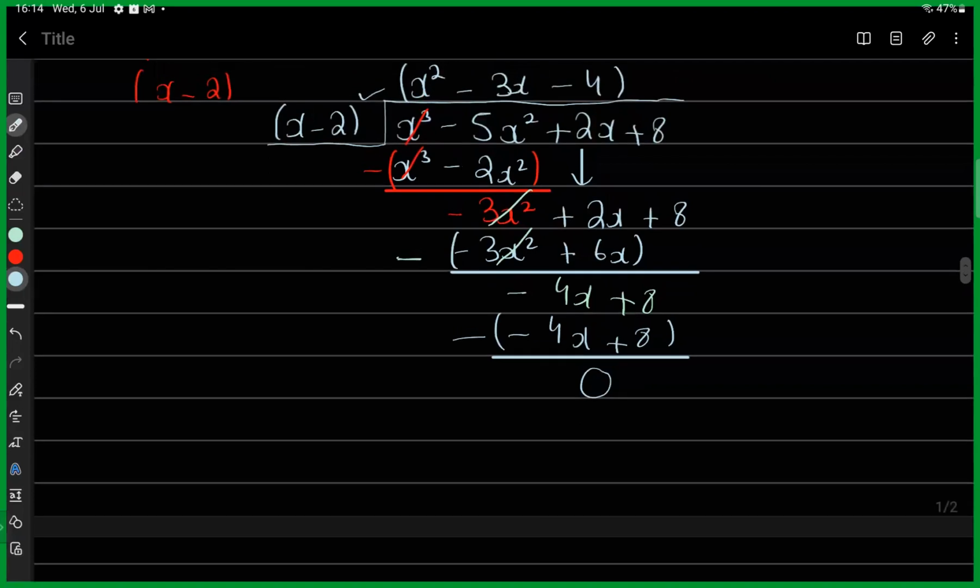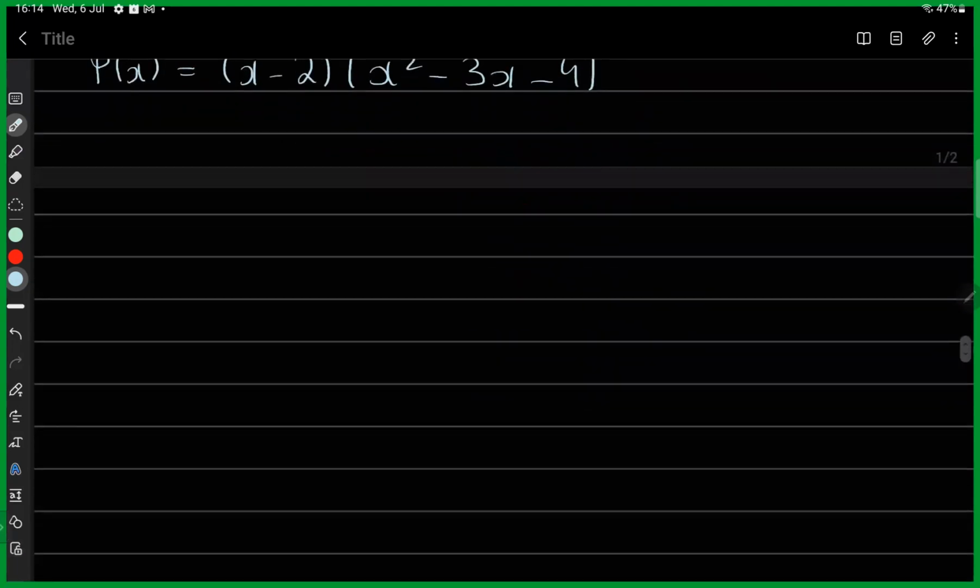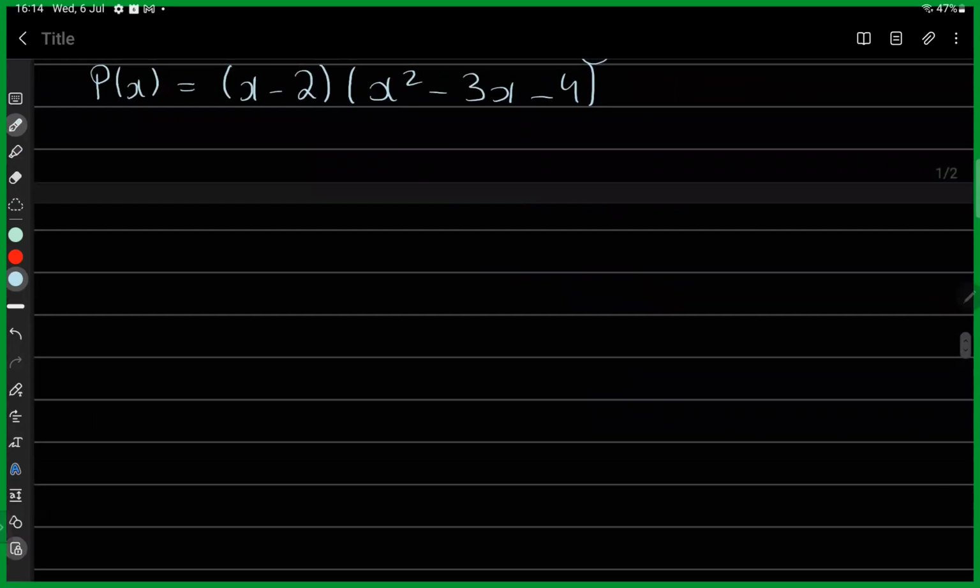So I got P of x as x minus 2 multiplied by x squared minus 3x minus 4. Now I need to factorize this quadratic part as well, because the question was about factorizing p of x completely.